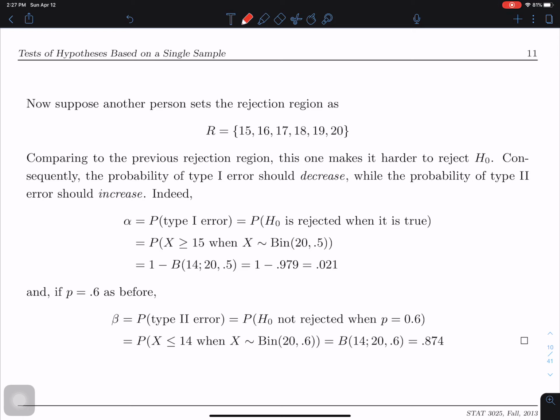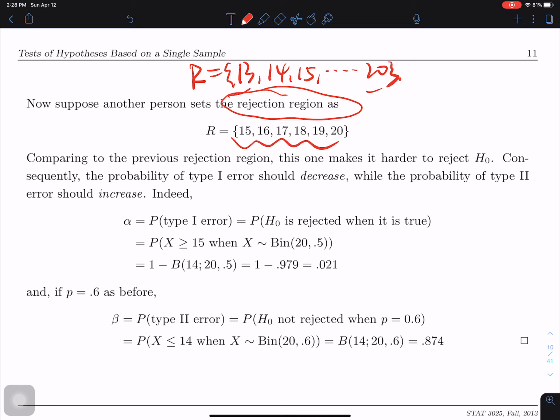Now, suppose that instead of setting the rejection region like this, previously my rejection region was from 13 to 20. That is to say, whenever the number of heads is greater or equal to 13, I reject that this coin is fair. Now, another person sets the rejection region differently, say this: we reject the null hypothesis if my heads are greater or equal to 15.